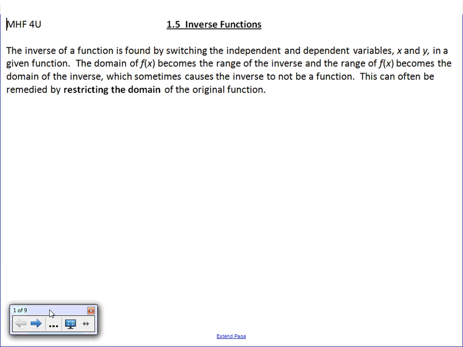So the inverse of a function is found by switching the independent and dependent variables x and y in a given function. The domain of f at x becomes the range of the inverse, and the range of f at x becomes the domain of the inverse, which sometimes causes the inverse to not be a function. This can often be remedied by restricting the domain of the original function.